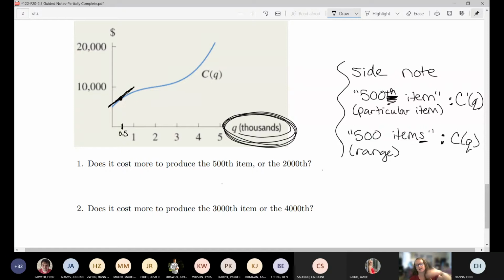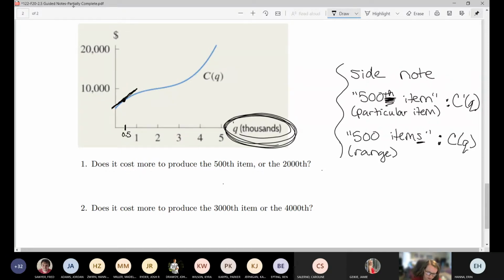Then I want to compare that to the cost to produce the 2000th, which would be right next to 2. So if I take the slope of the tangent line here, and remember, if you're having trouble figuring out what the tangent line looks like, while it's not the official way to do it, just take a point really close to the point you want on the function between them.